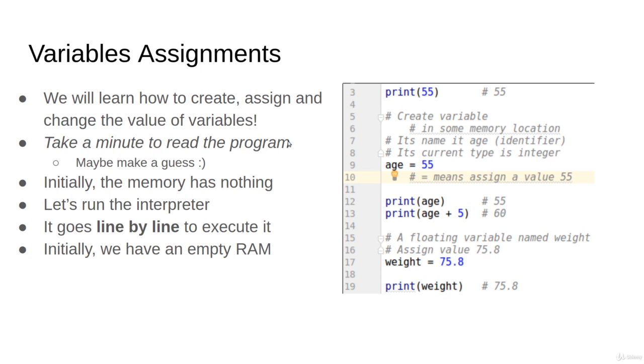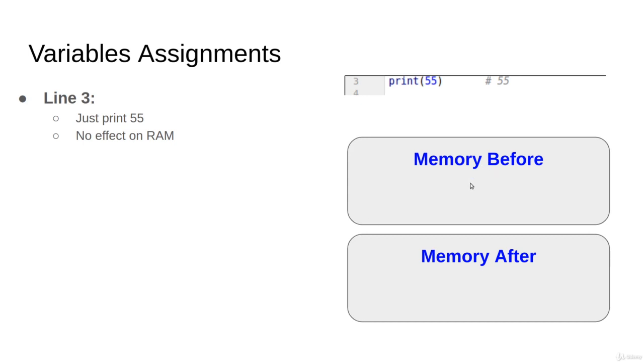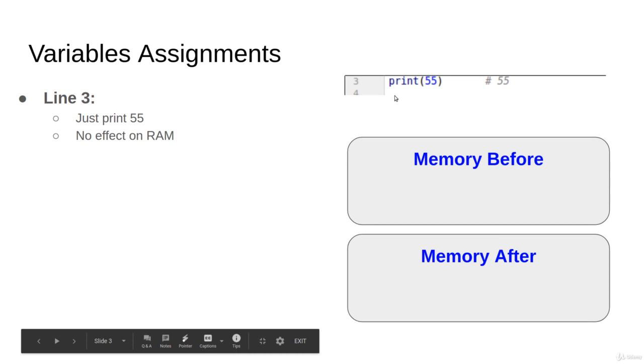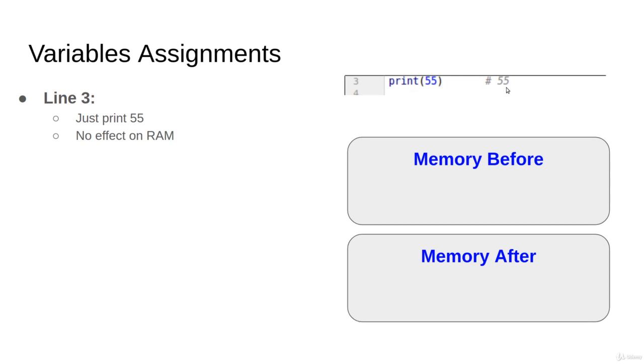Initially, we have a memory, where we put all of our variables, and initially you can think of it as something that's completely empty. And then we have the interpreter, and as we said, the interpreter is a program that's going to read your code line by line and execute it. So initially we have an empty RAM. For the sake of visualization, let's say that we have here the memory before a line and an instruction, and here the memory after it. The first line has print 55. So this is going to just print 55, but the printing command doesn't have an effect over the RAM.